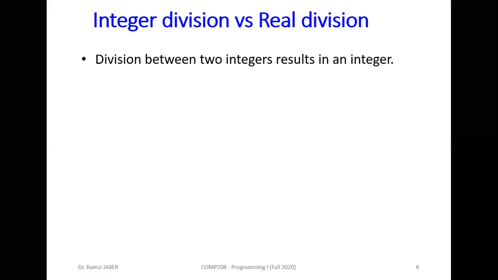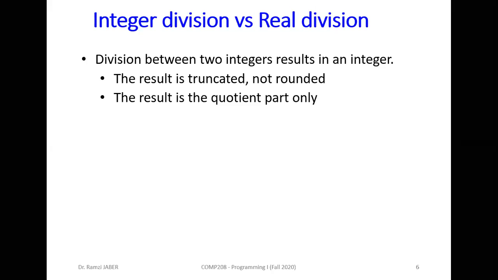Now let's begin. What is the difference between integer division and real division? In C there is a big difference. Division between two integers results in an integer. If we divide integer over integer, the result will be an integer. The result will be truncated, not rounded. The result will be only the quotient part.